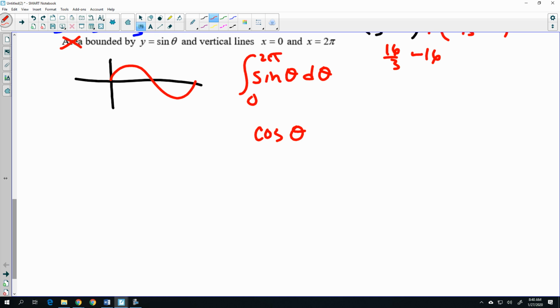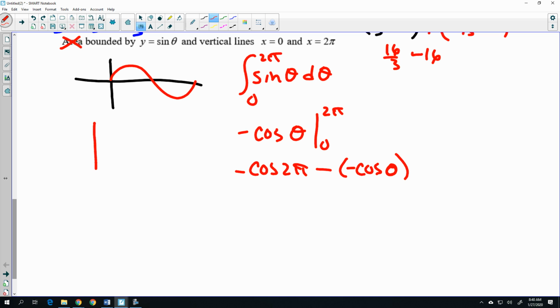What's the derivative of cosine? Is there a negative there? So I better put a negative there. Okay, so now I'm going to integrate it from 0 to 2 pi. So I always plug in b first, then I subtract the insertion of a. That's the evaluation. So what's the cosine of 2 pi?